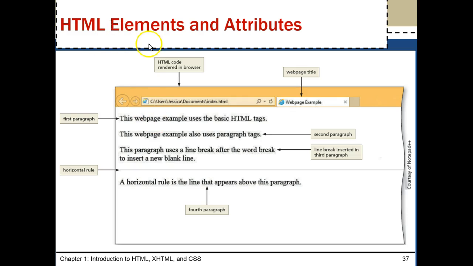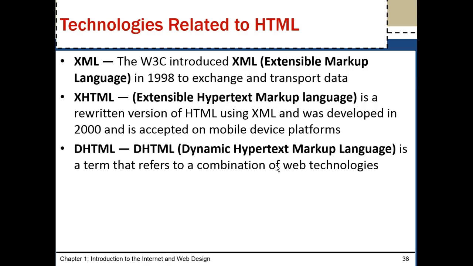Again, this is what the result would look like. These are your first paragraph and second paragraph, we put a line break, and then we put a horizontal line here, and this is our fourth paragraph. So this is what the output looks like. In the next segment, we are going to talk about technologies that are related to HTML.